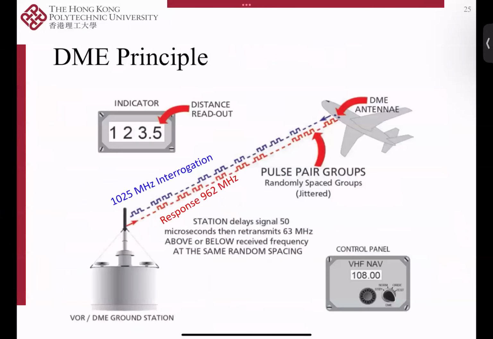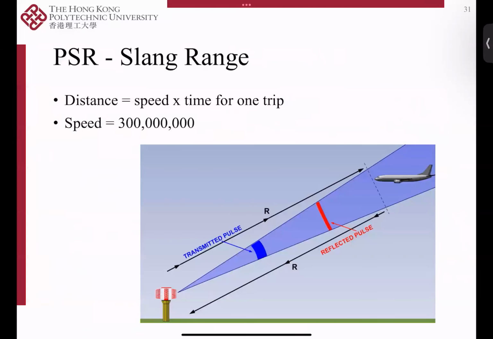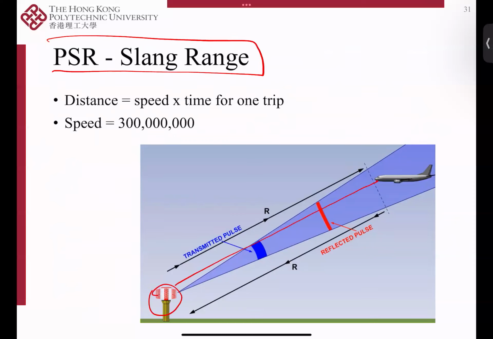And let's go back to the surveillance system. For the surveillance system, there is not that much knowledge and not that many calculations. The main one is related to PSR, the range, and the operation is very similar. You have a pulse from our station, and it's going to be reflected by our aircraft.